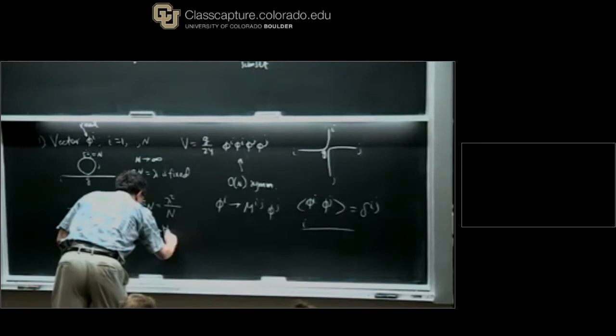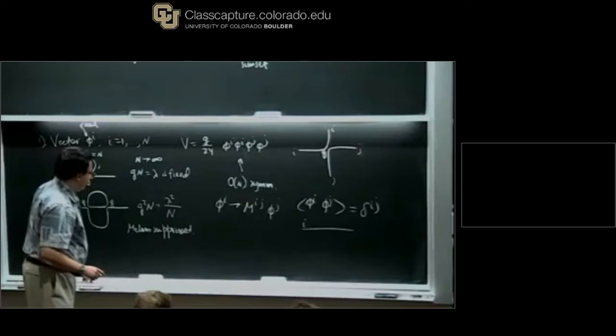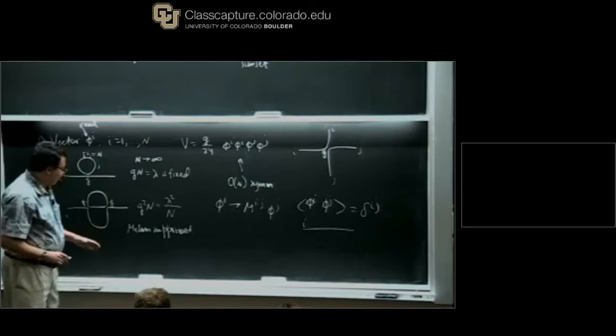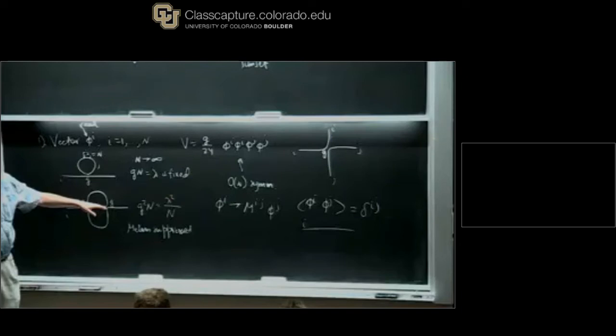But physically, this is actually okay, because if you really study, for example, the O(N) model in three dimensions, this is the first diagram that contributes to what? Just to check that you've read Peskin and Schroeder. What does this diagram not contribute to?